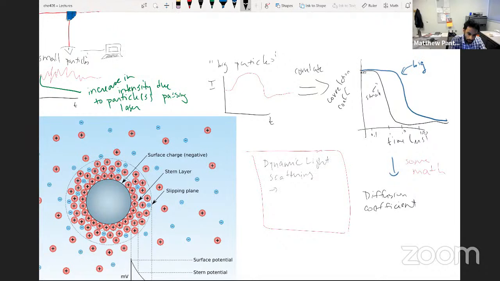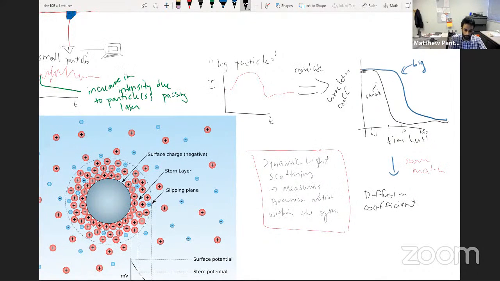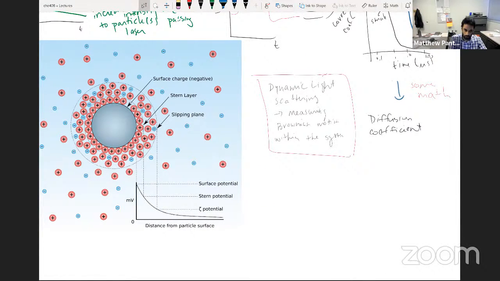So dynamic light scattering is basically measuring Brownian motion within the system. And from that, you can get the diffusion coefficient. And by making more assumptions, for example, through the Stokes-Einstein equation, we can then relate the diffusion coefficient to the size of the particle, right? And if we know something about the particle, like what it's made out of, we can understand the mass of the particle and things like that. So we can get some information.